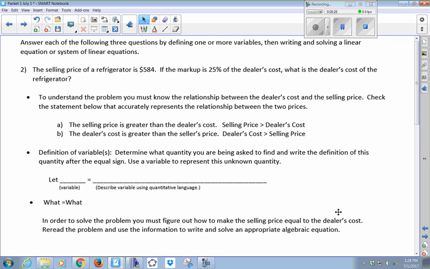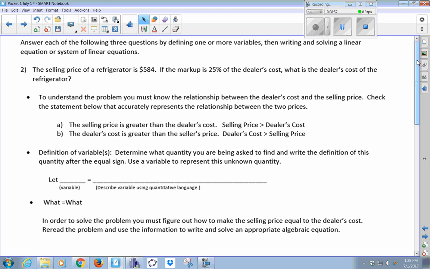So you know that if you go to buy a car, for example, you can always try to negotiate the price that you see on the sticker because there's some wiggle room there. That's not what the car company, or the dealer, has paid for that car. Okay, so if the markup is 25% of this unknown amount, whatever the dealer paid for it, the question is, what did the dealer pay for this refrigerator?